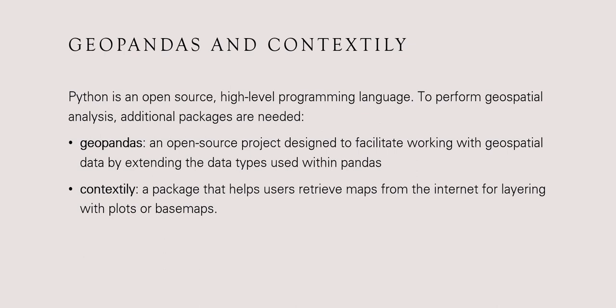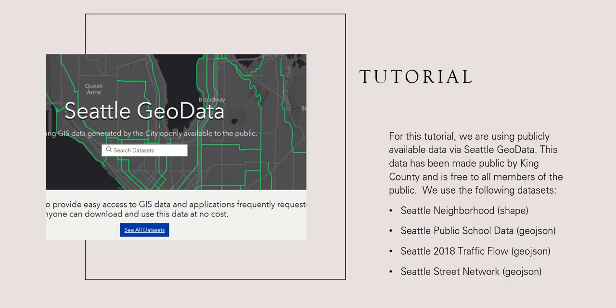And then Contextily is a small package that helps users retrieve maps from the internet to layer with other plots or base maps. For this tutorial, we will use publicly available data via Seattle Geodata. This data has been made public by King County and is free to all members of the public. We're going to use 4 data sets, the shapefile for the Seattle neighborhoods, and then 3 GeoJSON files for public school data, and then traffic flow and street networks.